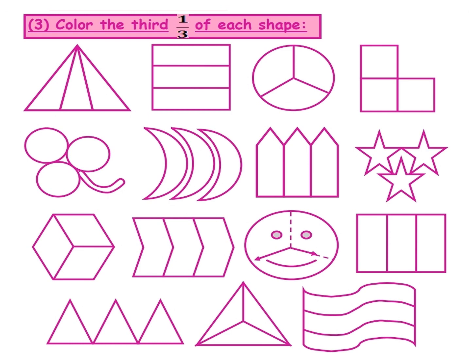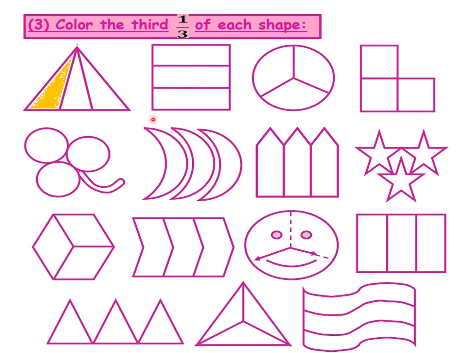Color the third of each shape. Third of each shape means I want to color only one part out of the three. So I will color only one part here of the three parts. So this is the third.